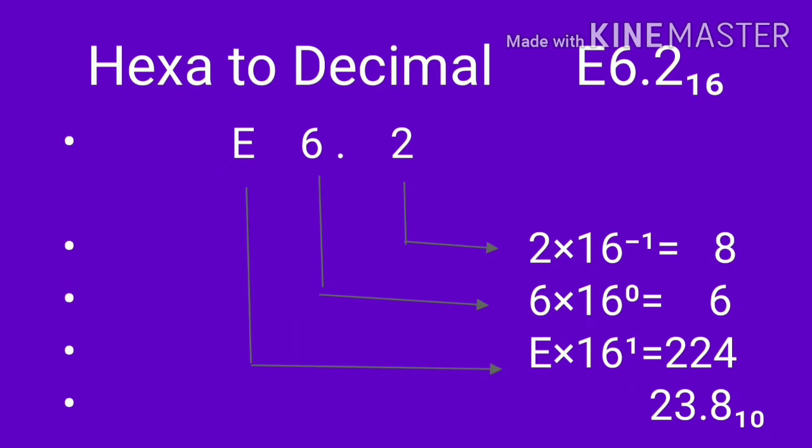Hexadecimal value of E6.2 base 16 to decimal value. Here we consider E6.2. Then 2 into 16 power minus 1 equal to 0.125, 6 into 16 power 0 equal to 6, E into 16 power 1 equal to 224. Adding this, we get 230.8 base 10. Here, because of a printing mistake, 23.8 is given. It is wrong. It should be read as 230.8 base 10.